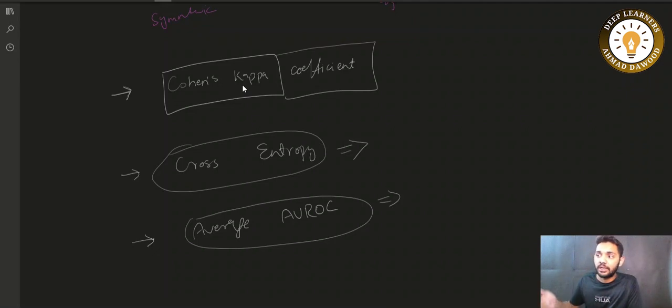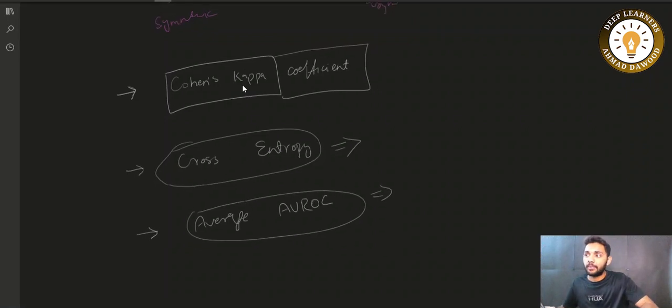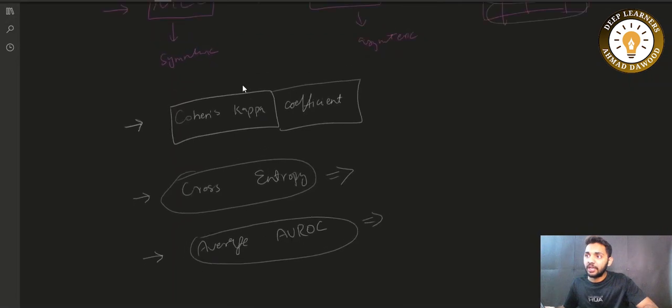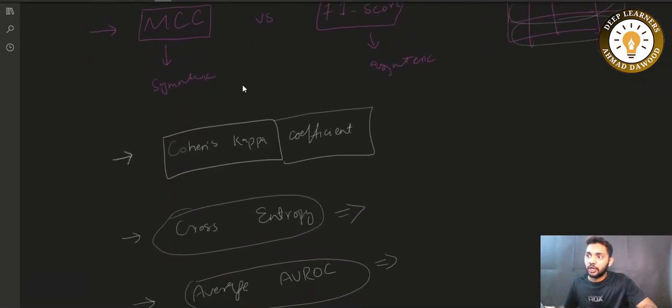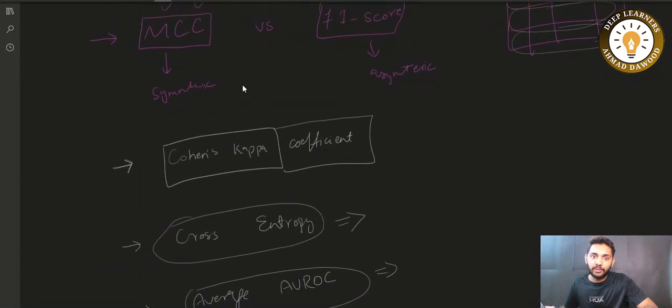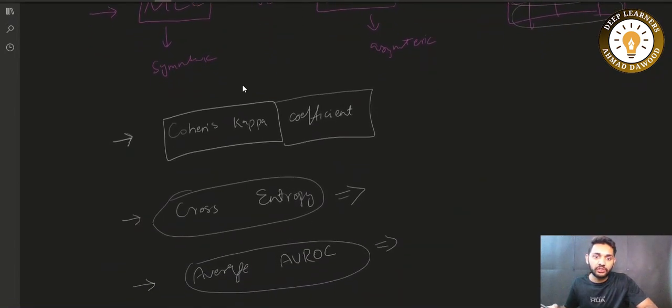So that's why I also do not recommend average ROC, cross entropy, Cohen's kappa, and Matthews. That's why I am discussing them here. People are using them a lot in many articles. You will see that people are using MCC, Cohen's kappa, cross entropy, average area under ROC. Okay, so you should play with them. I am not saying that you should not go towards that side.